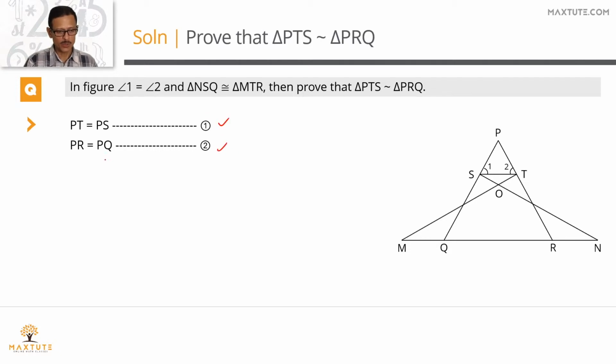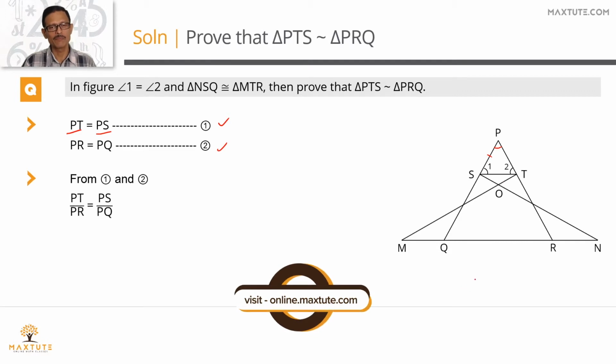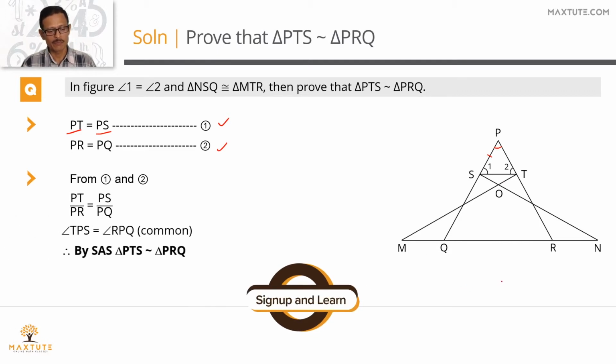Result 1, result 2, we're finding out the ratio between PT and PR. PT and PR will be the same as the ratio between PS and PQ because PT equals PS and PR equals PQ. So we established that the ratio between two sides of these two triangles, PS by PQ, is the same as PT by PR. The included angle is the same for both the sides PS, PT and sides PQ and PR. The included angle measures the same, which is a common angle, and the two sides are in proportion. By SAS, we can say these two triangles are similar triangles.